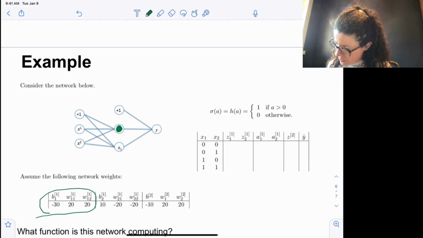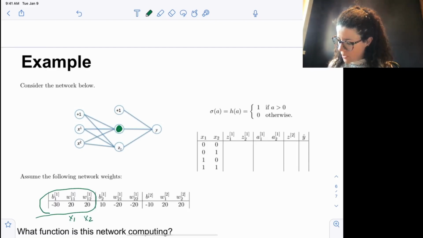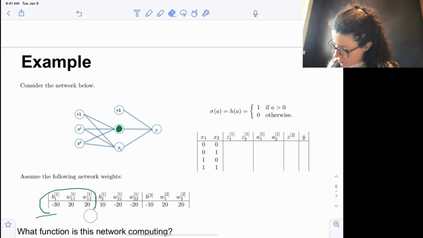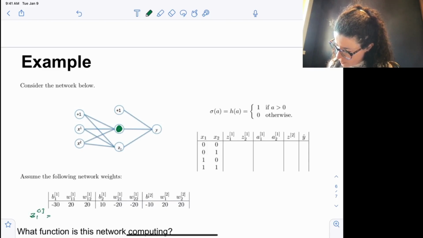So we're gonna do, for example, x1 times 20 plus x2 times 20 minus 30. Okay, actually let me write this down. So to compute z1 we're gonna do 20 times x1 plus 20 times x2 minus 30.